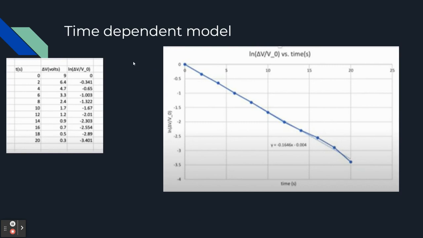Here is the time-dependent model. As time increases, you can see the volts begin to decrease, as well as the natural log of the change in voltage, as well as this linear line depicting this data.